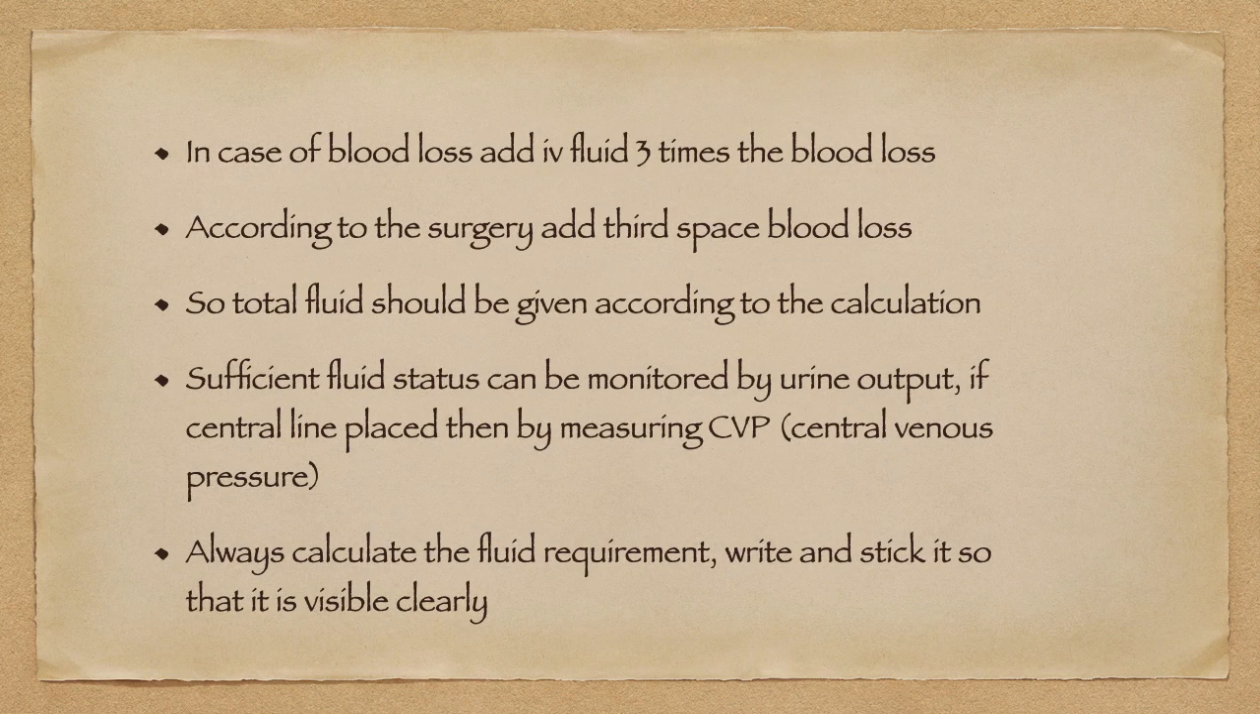In case of blood loss, add IV fluid 3 times the blood loss. According to the surgery, add third space loss. So total fluid should be given according to the calculation. Sufficient fluid status can be monitored by urine output. If a central line is placed, then you can measure CVP also. Always calculate the fluid requirement, write it and stick it so that it is clearly visible.